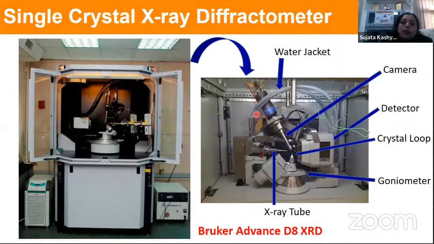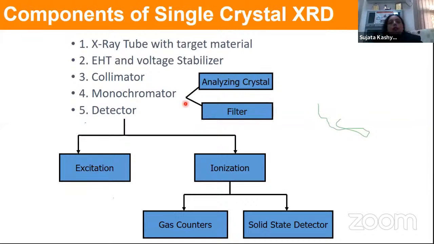And here is the water jacket, in which there is a continuous supply of water to reduce the temperature of the target material. All the components are the same: X-ray tube with the target material. Here in single crystal XRD, we use molybdenum as a target material, whereas in powder XRD, we generally use copper as a target material.